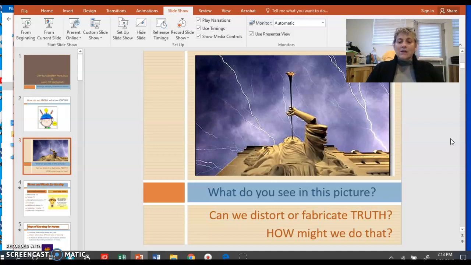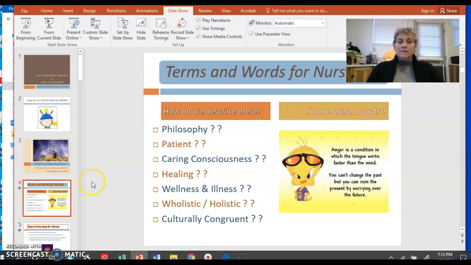When we look at things in this picture or another one I'm going to show you in a moment, how is it that we might actually distort or fabricate truth related to the science of nursing, related to healthcare delivery, and some other things that we'll talk about momentarily? Moving on to the next slide, we have some terms or words that we use in nursing. These are words that are associated with knowledge or nursing care. So how do we describe these?